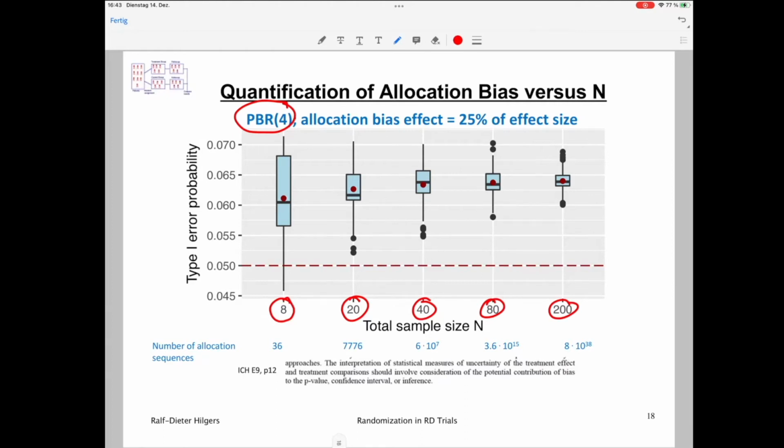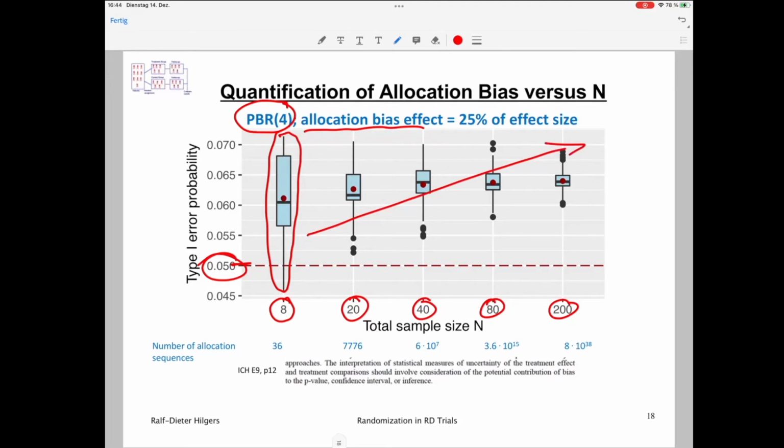And I put in the permuted block randomization, and from this I constructed the type 1 error probability of a clinical trial under the null hypothesis. So it should always keep the 5% level, but I have this unfavorable problem of allocation bias, in fact. And you see that only with the small trial, the 8, do you have the chance to go below the 5% level. All others seem to have an increasing tendency.